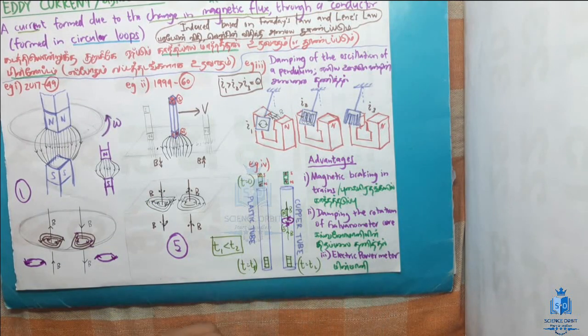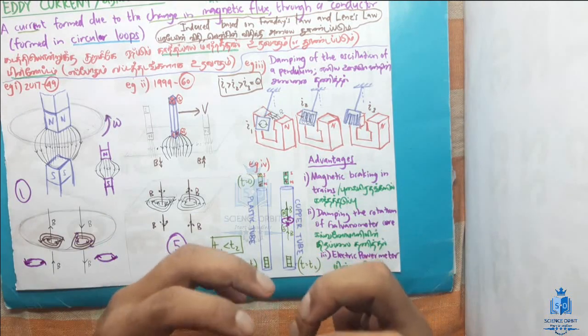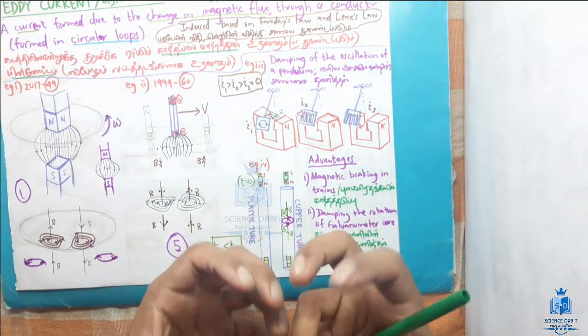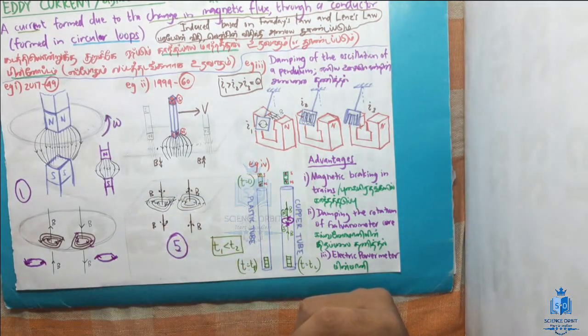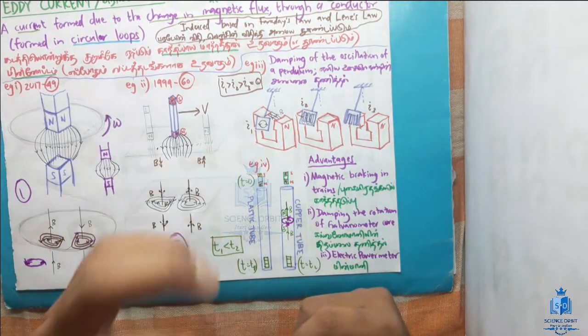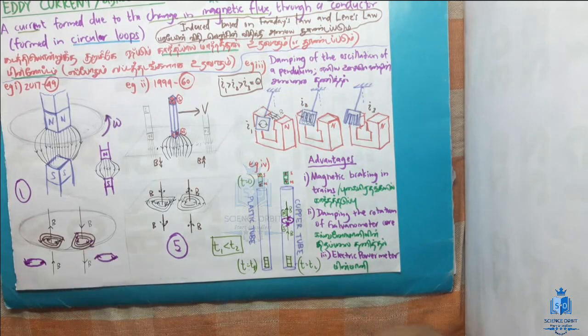And one more example, there is something called an induction furnace. When you create eddy currents they produce heat. They are a good source of heat production. So by producing heat, in induction furnaces we use that heat to melt metals. Induction furnace is another advantage of eddy currents.